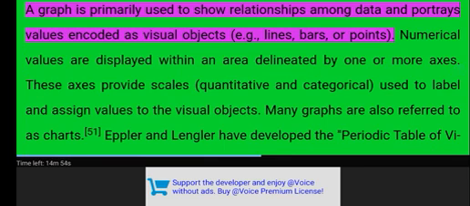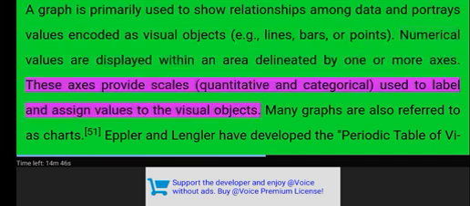A graph is primarily used to show relationships among data and portrays values encoded as visual objects, e.g., lines, bars, or points. Numerical values are displayed within an area delineated by one or more axes. These axes provide scales, quantitative and categorical, used to label and assign values to the visual objects. Many graphs are also referred to as charts.